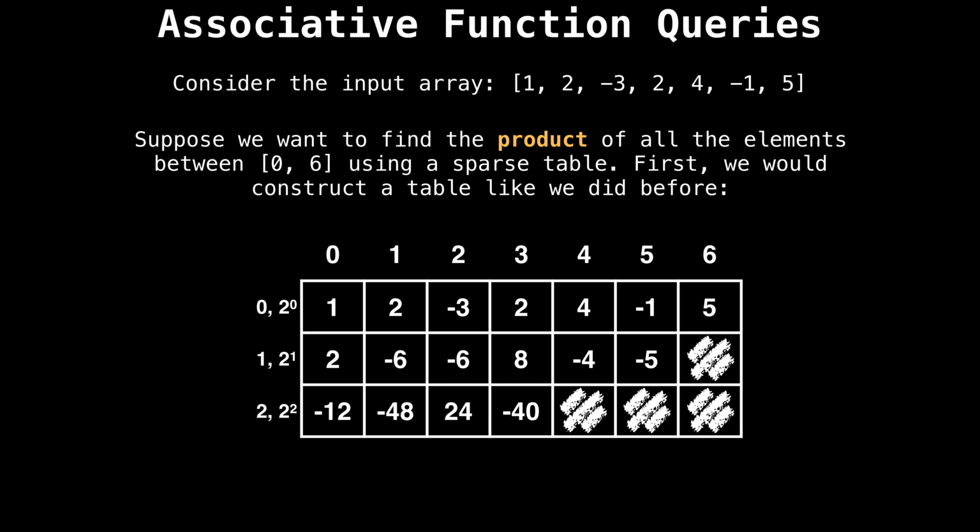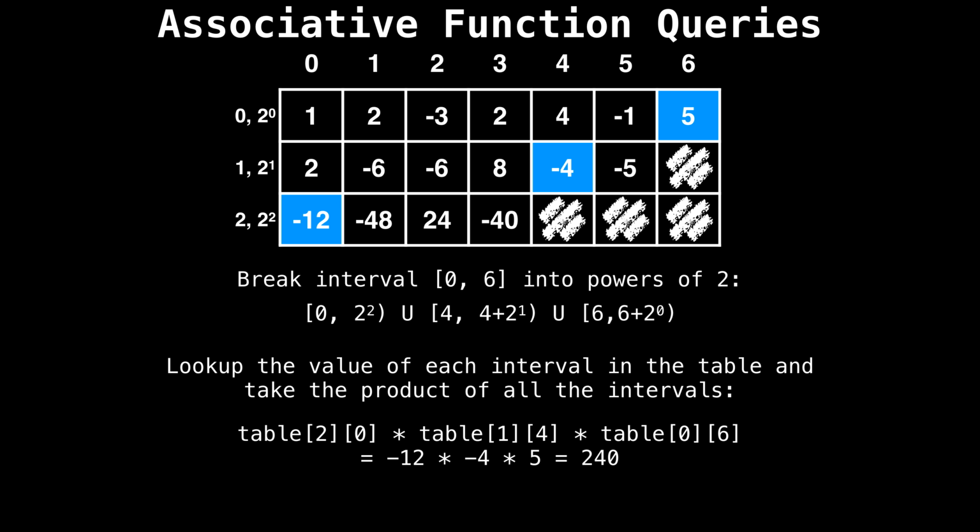Suppose we have an input array with 7 elements, 1, 2, -3, 2, 4, -1, and 5, and we want to find the product of all the elements between the indices 0 and 6 inclusive. The first thing we want to do is construct a sparse table using the multiplication function to obtain the following table. So if we are querying the range 0 to 6, we want to break it down into powers of 2. We can do that by fitting the largest power of 2 that we can starting at the left endpoint, and then with the remaining interval fitting in the next largest power of 2 in there, and so on.